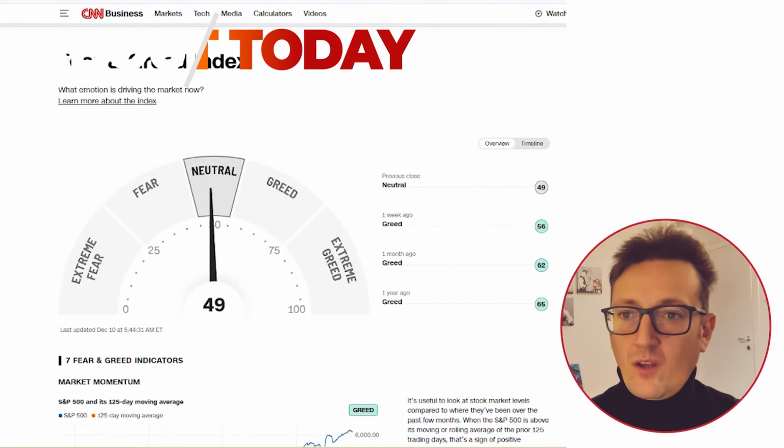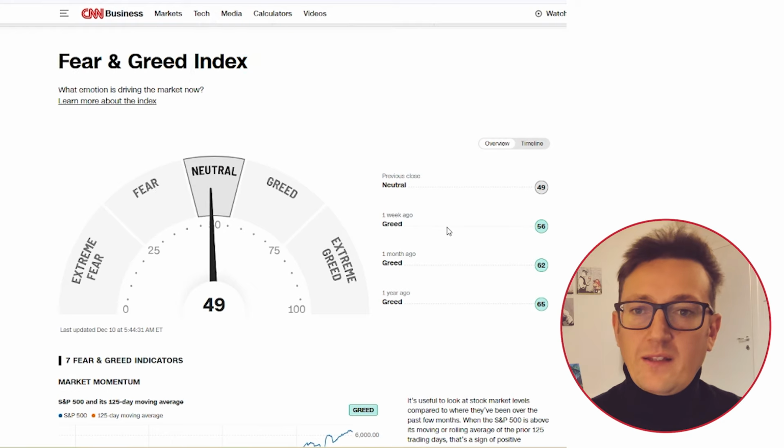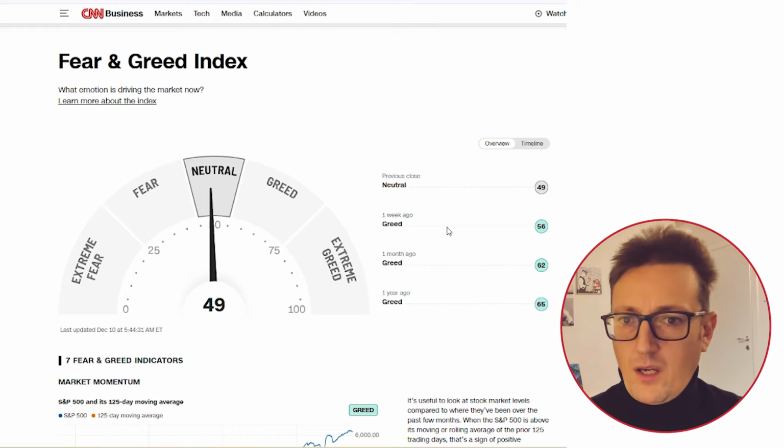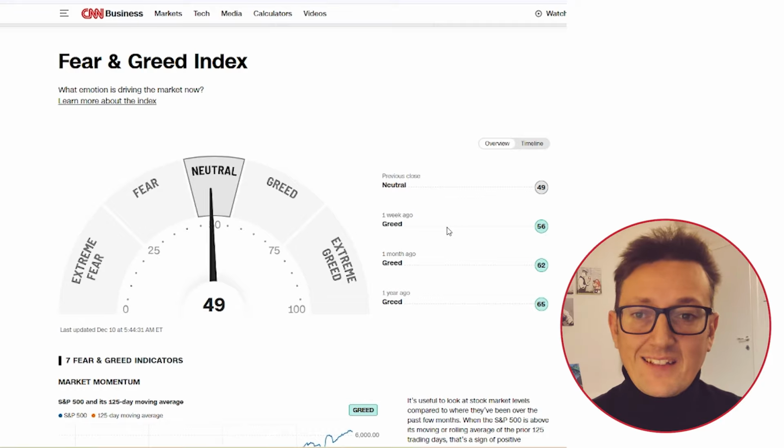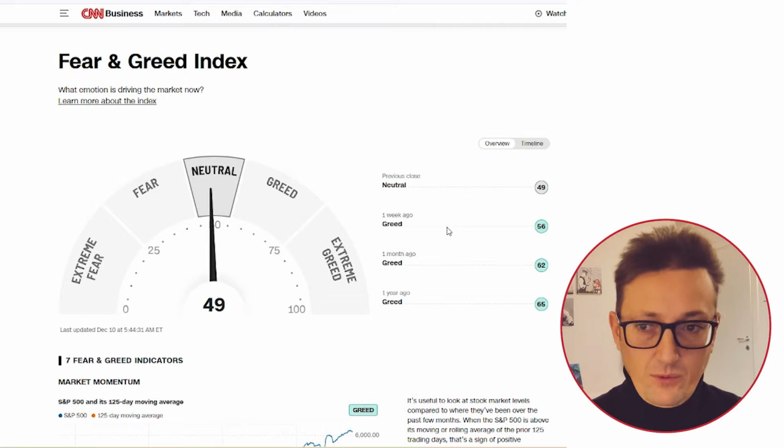Now let's have a look together at where we stand right now. So, if we look at the Fear and Greed Index published by CNN, we immediately realize that we are currently around the value of 41, which is a median value. This tells us that the market does not have a clear direction as of today.